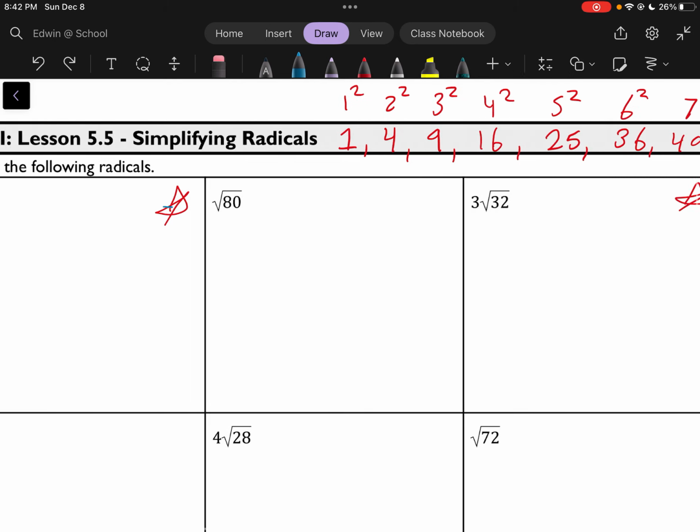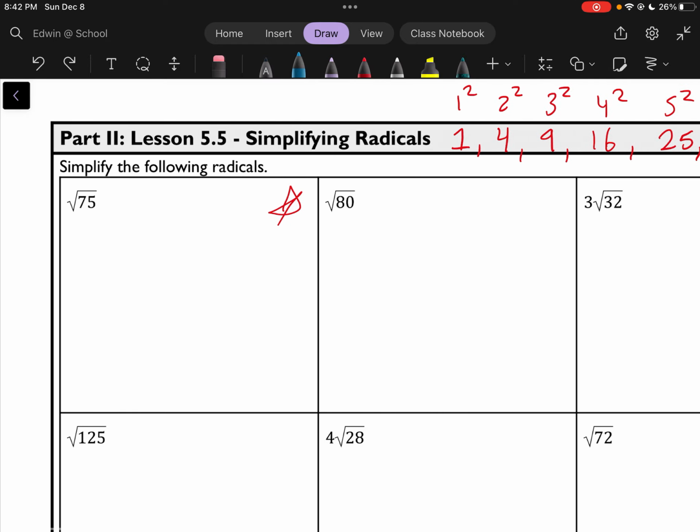You could rewrite 75 as 25 times 3. And you might be wondering, what's the significance? What's the point? I get that 25 times 3 is 75, but why do we care if we could write it like that? Well, the point is, if you recall the product property for radicals, that means you can split up a radical like this.